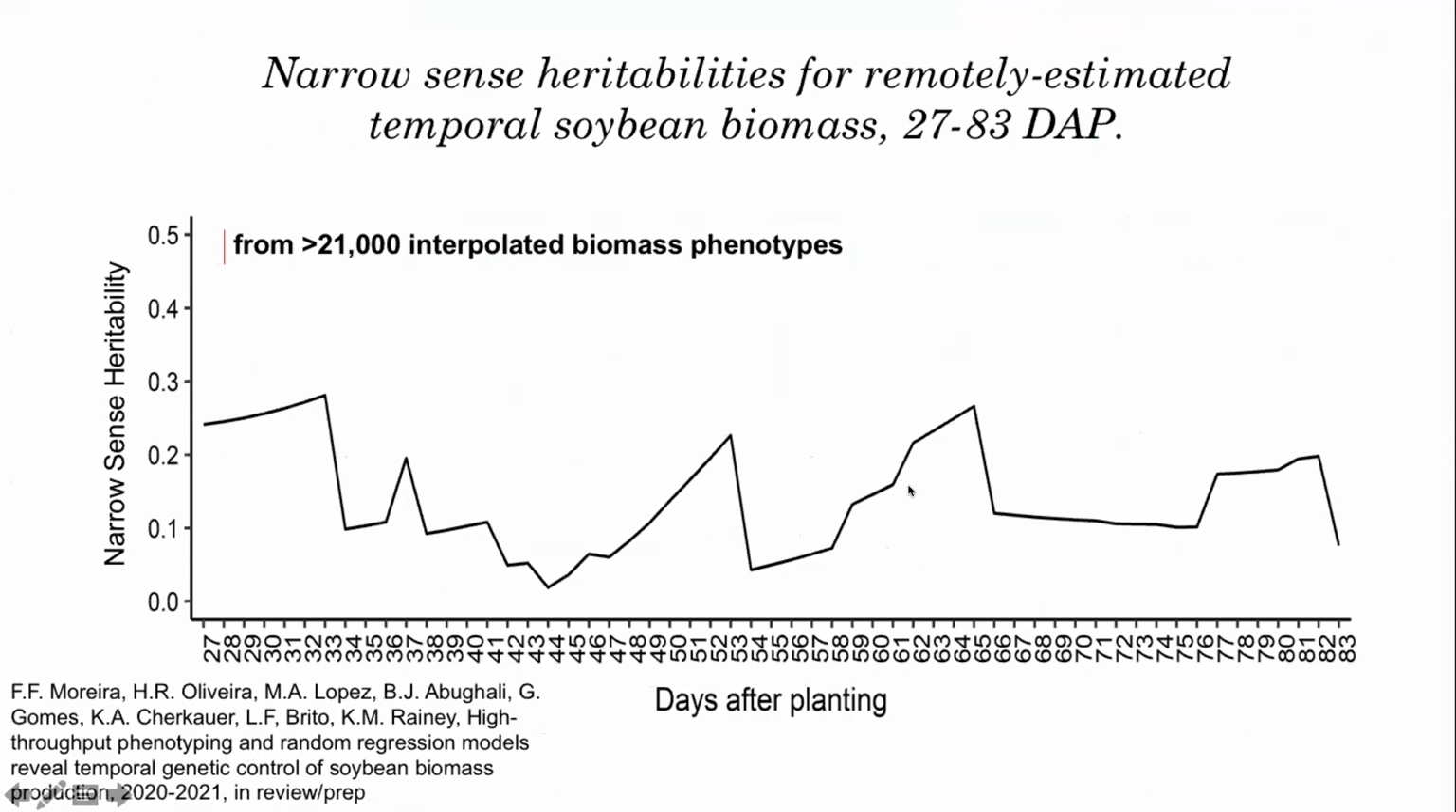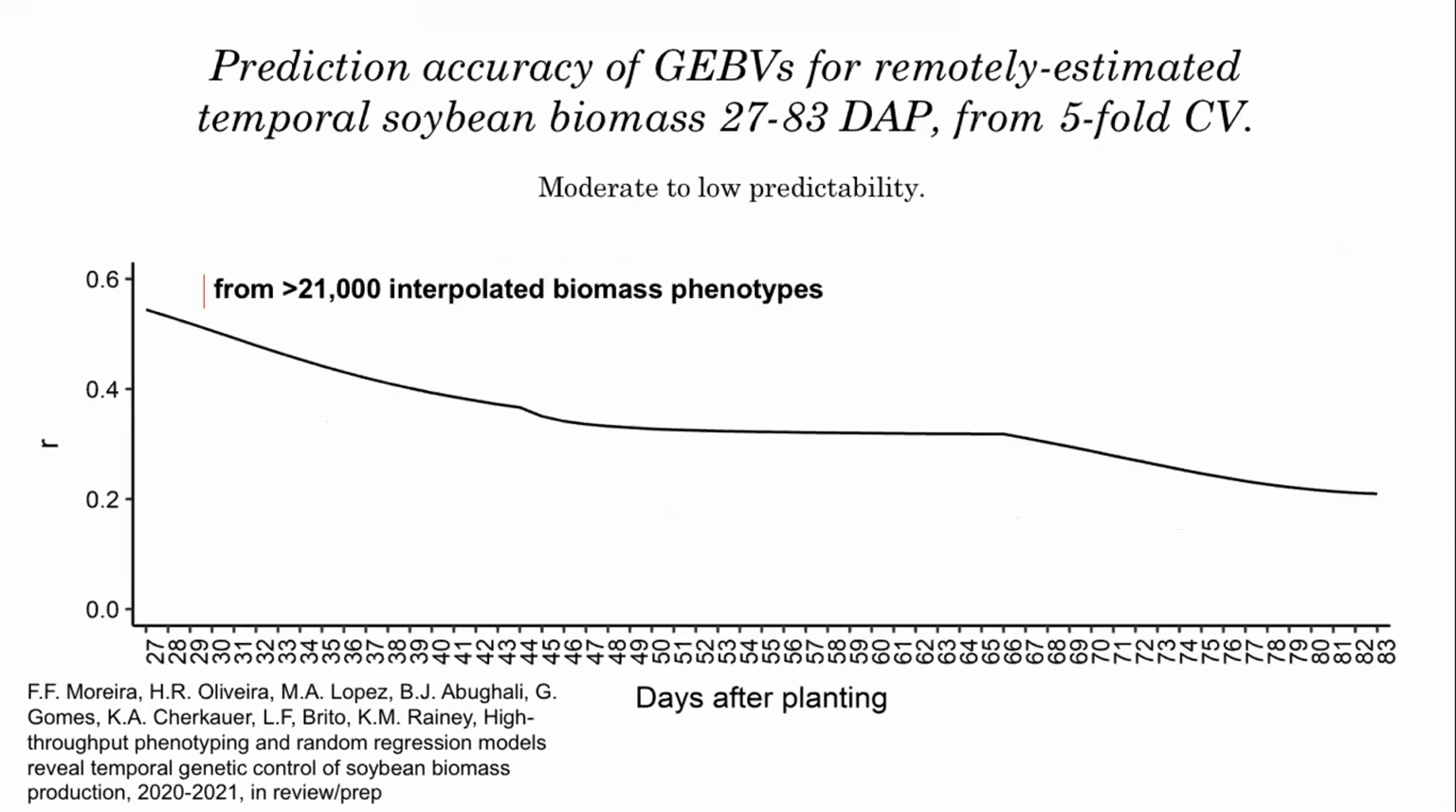So here is an estimate of narrow sense heritability over those 60 days of the season for biomass. You can see it's low to moderate and really changing throughout the season. And we also looked at our genomic prediction accuracy for biomass over time, which declines as the season progresses. And I think one thing that will really help with this is adding height into our estimation methods, which we're currently working on.